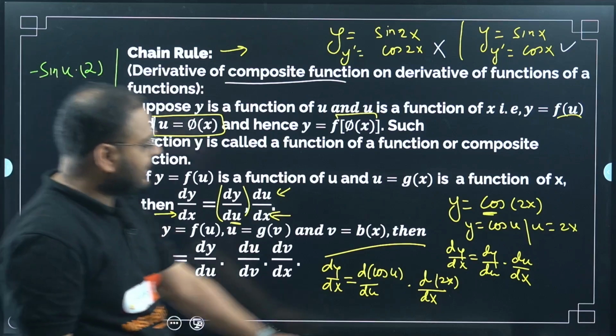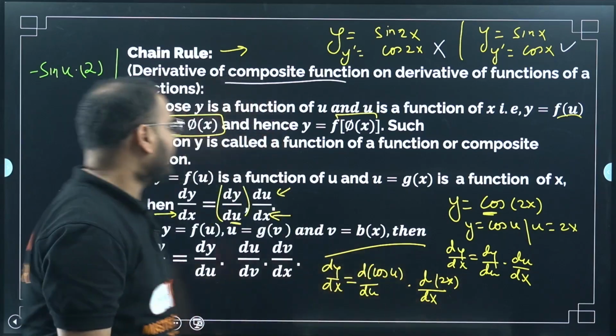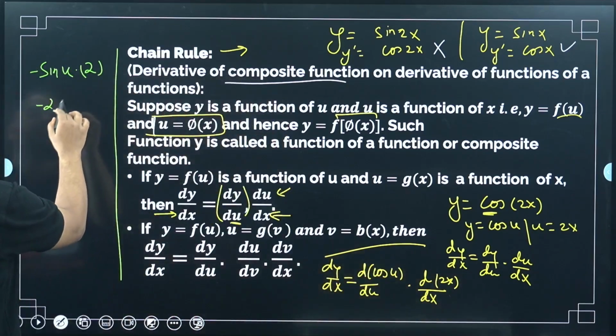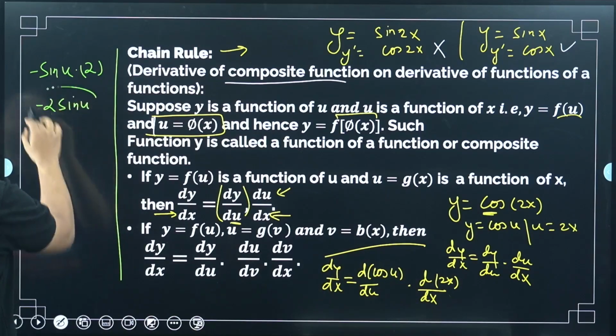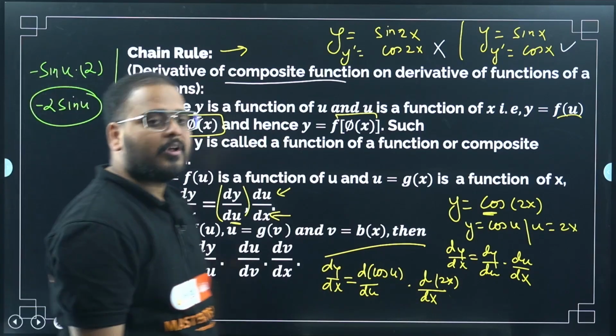How, sir? I can take 2 out. X power 1 will be coming as 0 only. It will become minus 2 sine u. This is the end of your chain rule.